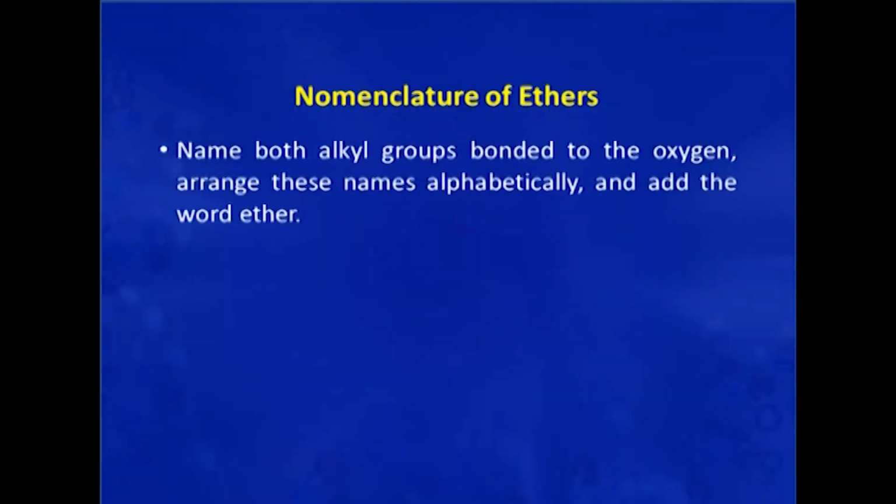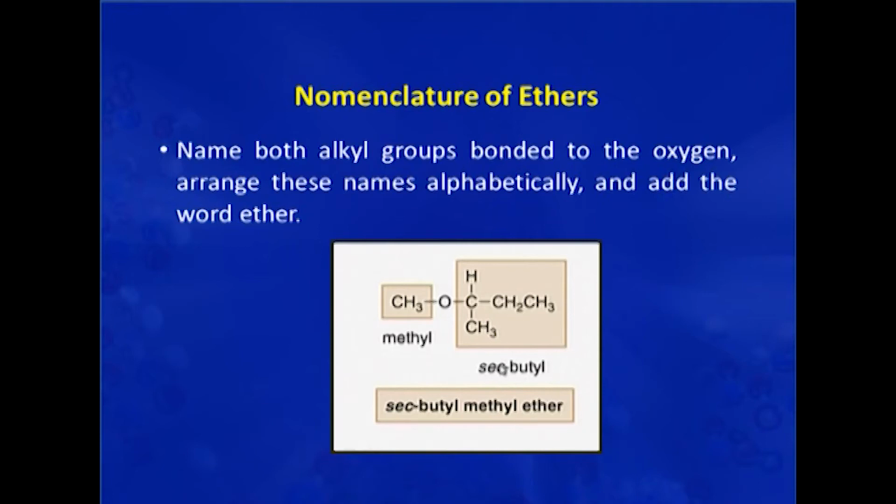For giving names to ethers, the 2 alkyl groups present along the oxygen atom are first named. They are placed in alphabetical order, and then after that, ether is written. That is how we name an ether. We will show this with the help of an example. Here in this particular molecule you can see that we have a methyl group and a secondary butyl group. Alphabetically, secondary butyl group will come first and then methyl group. So the name of the molecule will be secondary butyl methyl ether, as has been shown here.